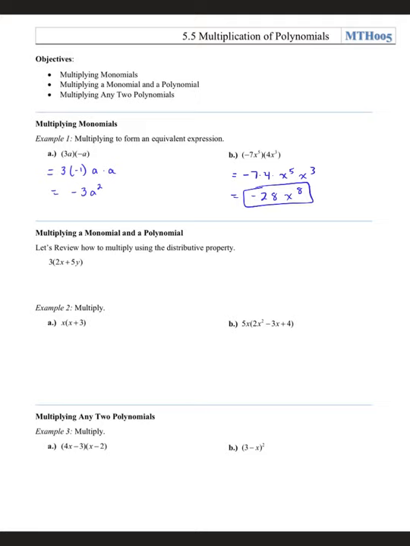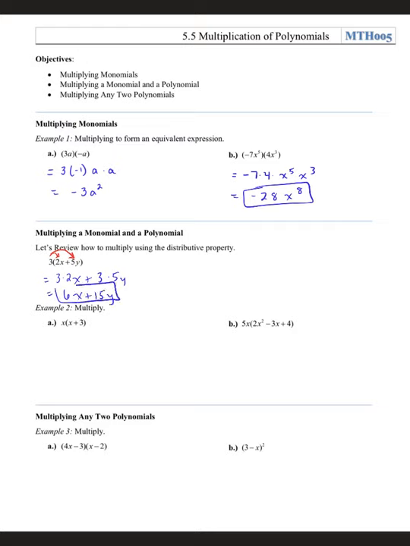Now what we're going to be looking at is a monomial and a polynomial. So one term by something that has more than one term. Let's review how to multiply using the distributive property. Whenever we are faced with a monomial, like you see right here, and a polynomial, we take the 3 and multiply it by both of the terms inside the parentheses. So for here, 3 times 2x, and then we add that to 3 times 5y. With that, we're left with 6x plus 15y.